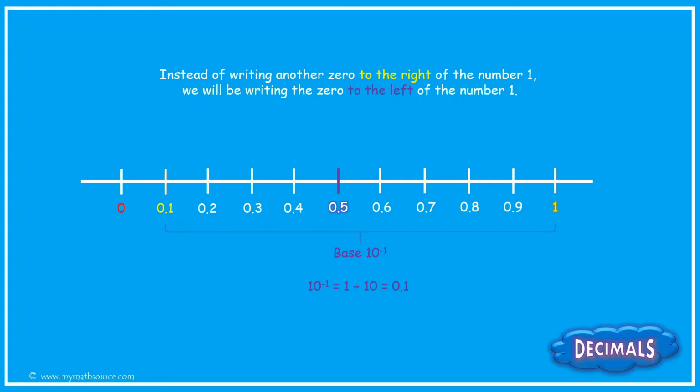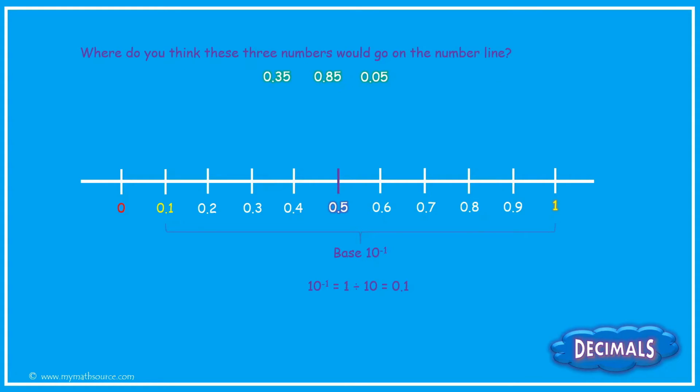But remember, we're just using the regions to help us understand the concept. The base 10 to the power of negative 1 is actually this number here, 0.1. Let's test your ability to identify where numbers should go on the number line. Where do you think these three numbers would go on the number line below? We have 0.35, 0.85, and 0.05. Use your understanding of dividing numbers into 10 more units to help you.